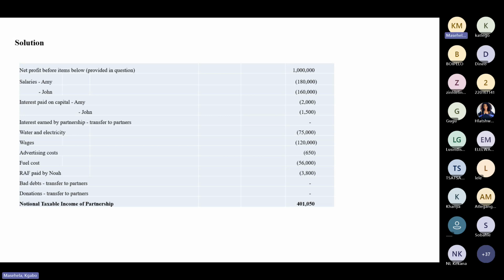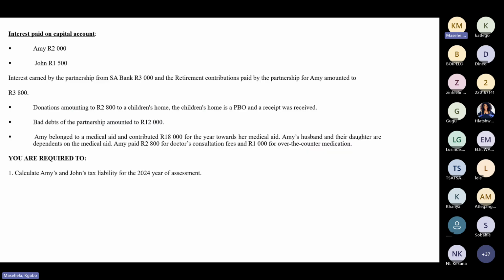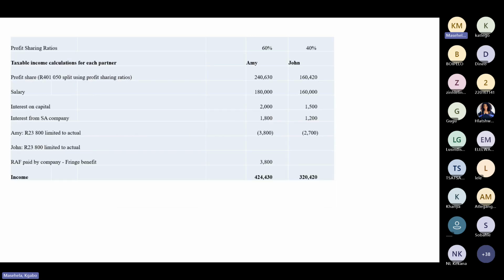Can you see, guys? This is straightforward transactions. Then because the question is calculate the notional taxable income. Let us see. What was the calculate the and John's tax liability? Yes, it means we need to go further to say their profit share ratio we are given in the question that Amy holds 60% and John 40%. Whatever profit they are making, they must share it according to the profit sharing ratio. The profit for the partnership is 401,000.